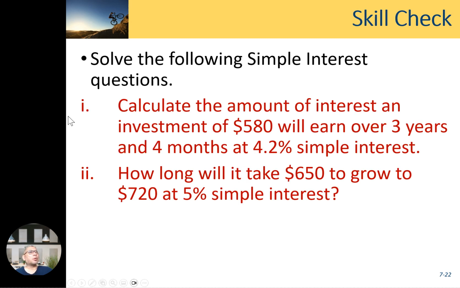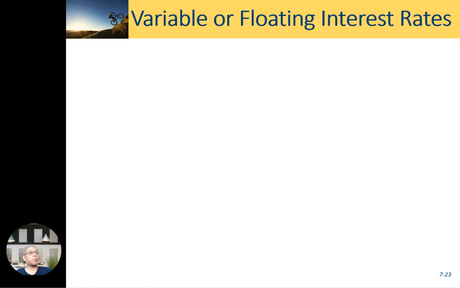Question 1 and question 2. Number 1: calculate the amount of interest an investment of $580 will earn over 3 years and 4 months at a 4.2% simple interest rate. Number 2: how long will it take for $650 to grow by $72 at a 5% interest rate? The answer for 1 is $81.20. The answer for number 2 is 2 years, 2 months. Okay, this is an example for your skill check of simple interest.